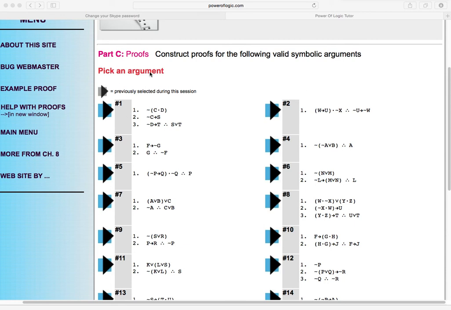So I'm here on part C. I don't know if it says it here anywhere, but it's 8.2. So we're going to have problems that will probably require us to use both the implicational rules from 8.1 and some of the equivalence rules from 8.2, but probably is not going to require us to use anything from 8.3 yet. But this is basically just to do a demonstration of how to do a proof. So start with a really simple one.